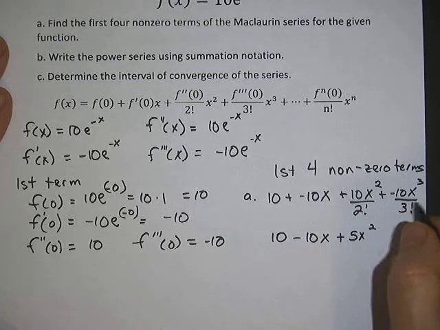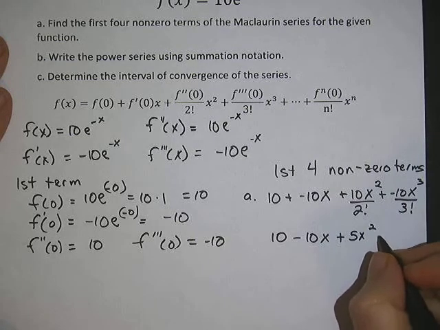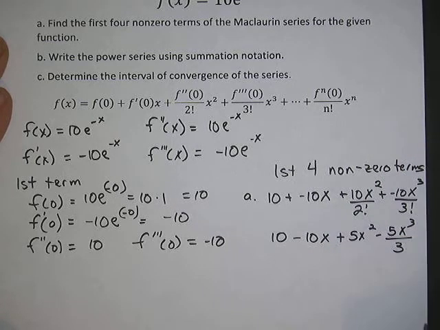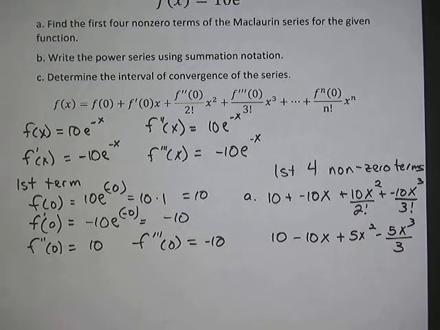And then 3 factorial is 1 times 2 times 3, so that'll end up being minus 5x cubed over 3. Okay, so those are our first four non-zero terms. Okay, so moving on to the second question, it says write the power series using summation notation.